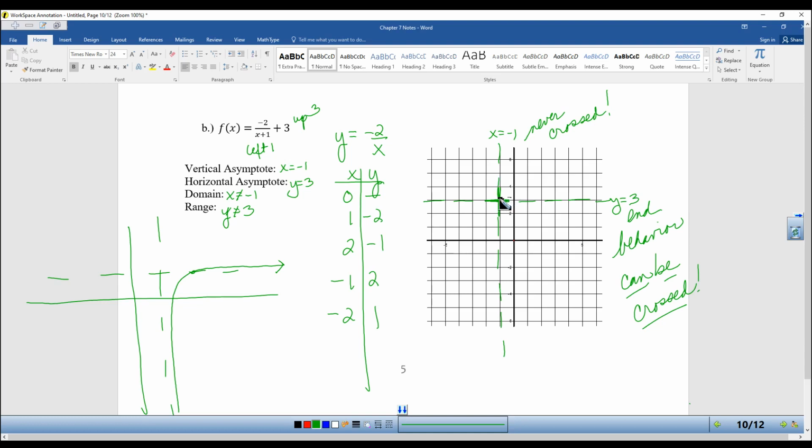So from my origin, I'm going to do 1, -2, 2, -1. And I could do more points, but because I have the asymptotes, that's really enough to get a really nice graph. And then from here, -1, 2, -2, 1. And that's enough to give me a really nice graph.